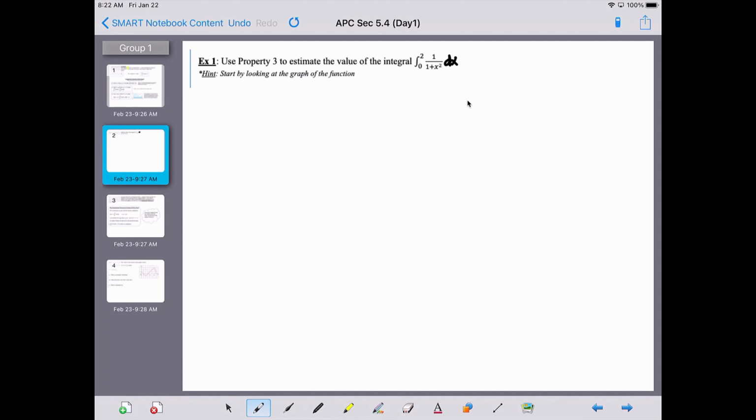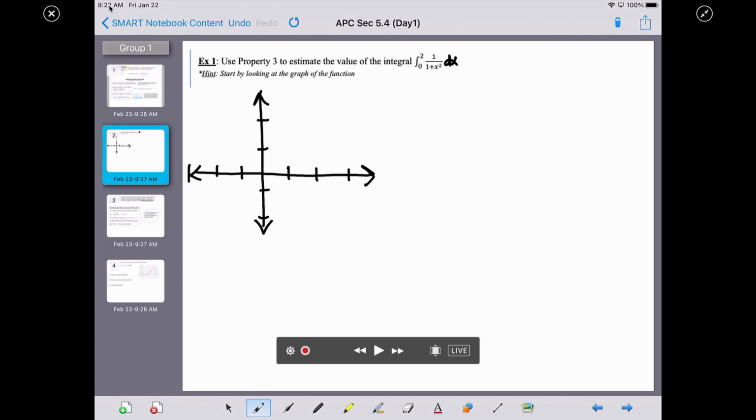So I know that the integral that I'm looking at, my limits of integration are from 0 to 2. So when I graph this, I know that I'm going to be focusing on 0 to 2 on my x-axis. So I might go from -3 to 3, and from 2 to negative 2 on my y. I'm not sure. Let's take a look at the graph and let's see what this is going to look like.